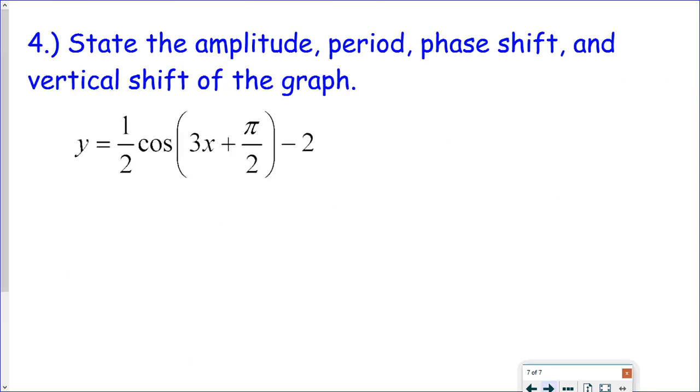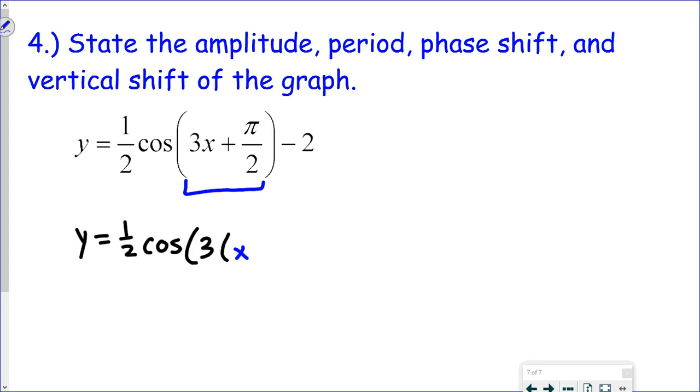So for this last problem, we're just going to state the amplitude, period, phase shift, and vertical shift, but we won't actually graph it. So the first thing I notice here is that I need to factor out my 3 again, which is dividing by 3. I'm going to rewrite this as y equals 1/2 cosine, factoring out the 3. So that leaves me with x plus, so when I factor out the 3, I divide by 3, which is multiplying by 1/3, x plus pi over 6.